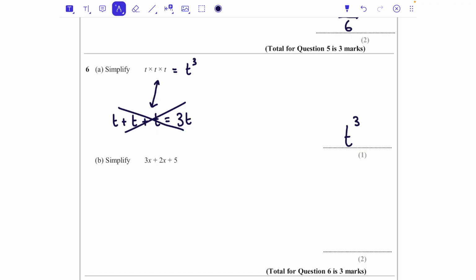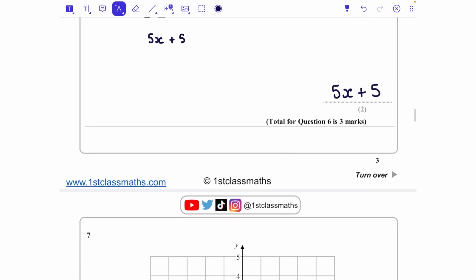And part B, I've got 3x, add 2x, add 5. So we want to think about our like terms here, and we've got 3x and 2x, which are like terms, so we can add them together and make it 5x, add 5. But this term, 5x and 5, are not like terms, so we cannot combine them to become one term. They have to stay separate, so that would be our answer, 5x, add 5.